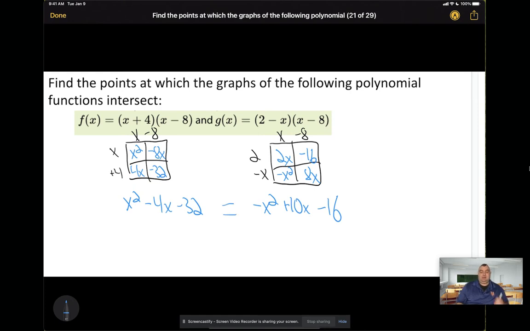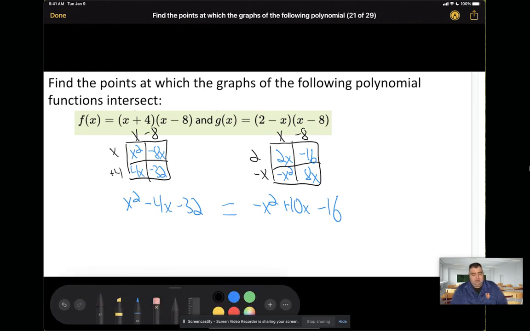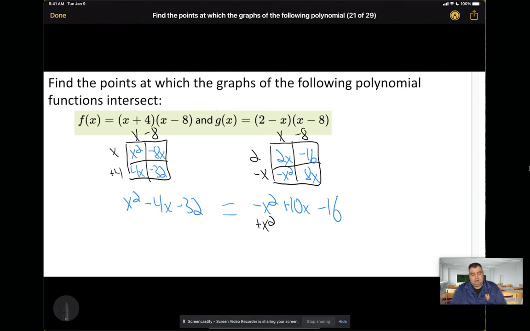So I put them in standard form. Now I can set them equal to each other. So you can see I'm going to end up with a quadratic, so I have to make it so that it says equal 0 on one side. So to do that, I'm first going to add x squared to both sides. I'm going to subtract 10x from both sides. And then I'm going to add 16 to both sides. If I do that, I end up with equal 0 on the right-hand side.